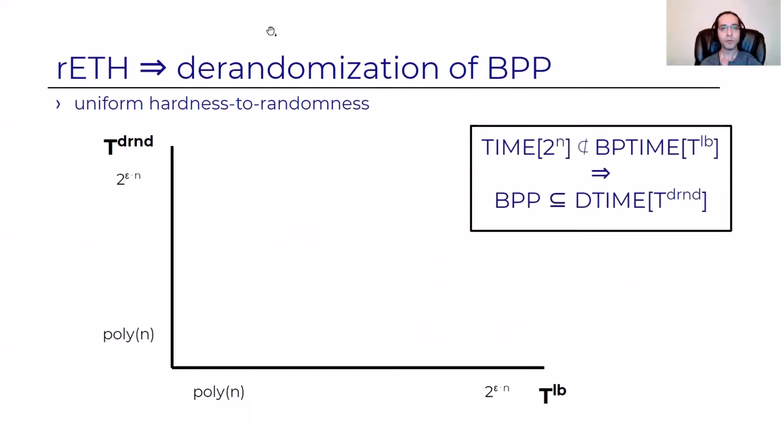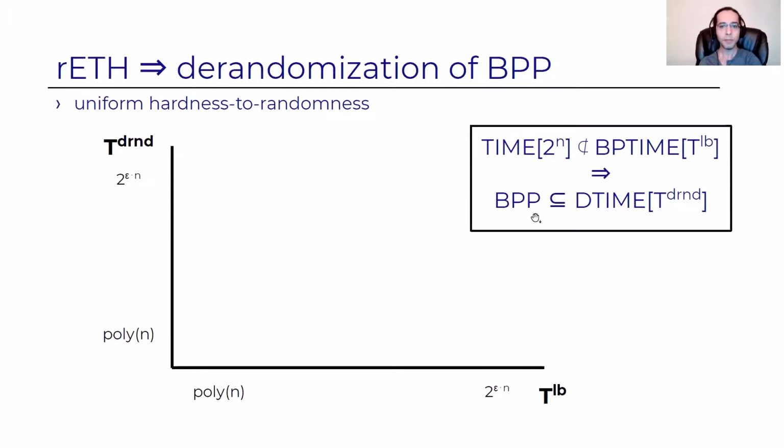And what do we expect to get with this type of result? Well, intuitively, the stronger the lower bound that we start from, the faster the derandomization that we expect to get. And one can show that the optimal trade-off should look about like this. We start from a function in exponential time that is hard for BPTIME T_LB. This is T of the lower bound.